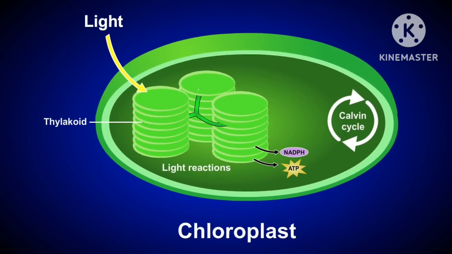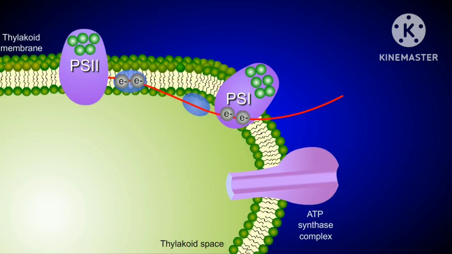Remember from the beginning of this tutorial that the light reactions produce both ATP and NADPH. We've just seen how ATP is produced, but what about NADPH? Let's zoom back in to take a closer look. Notice these electrons over here where we left them at photosystem 1.